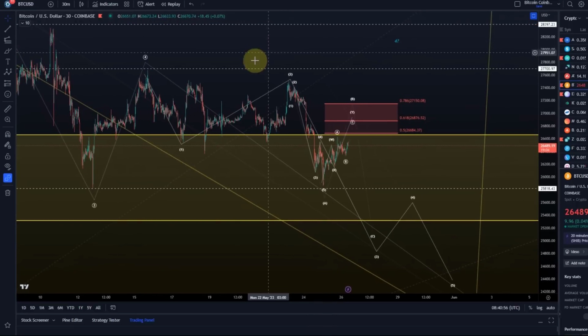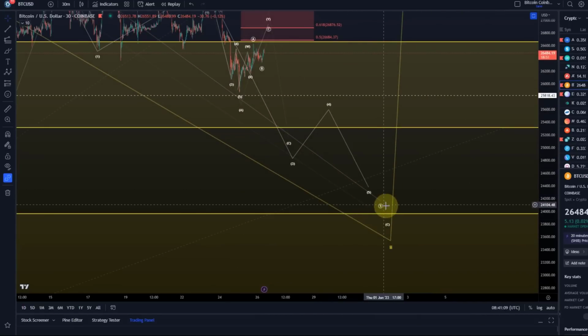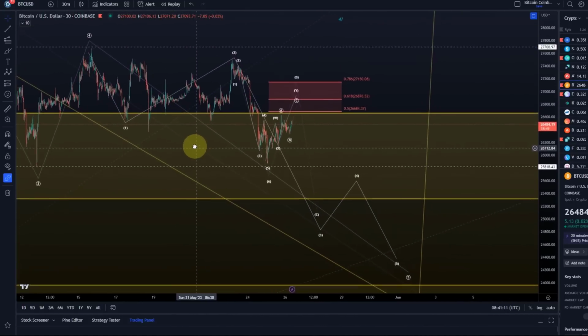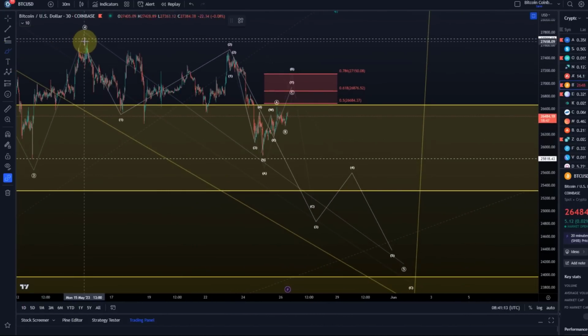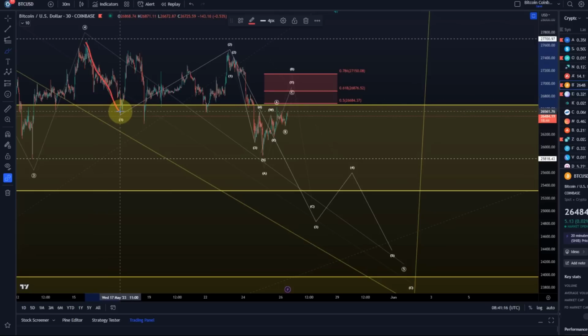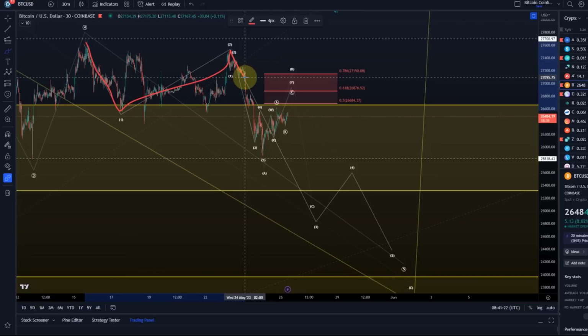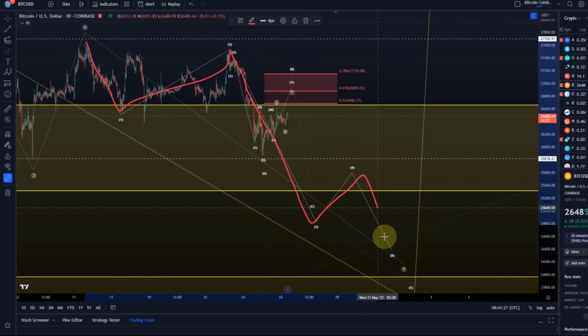So we have the view at the moment, that's the primary perspective or the primary scenario, that a wave 4 was printed here on the 15th of May. Since then we've been coming down in this fifth wave, and the idea is that this is still unfolding. The idea is that we already created a wave 1 with the low of the 17th of May. We created a wave 2, came down in, or we are coming down at the moment in a third wave. There should be a fourth and a fifth.